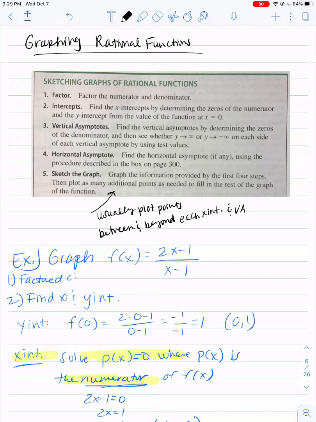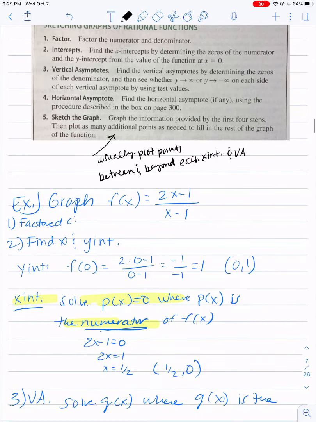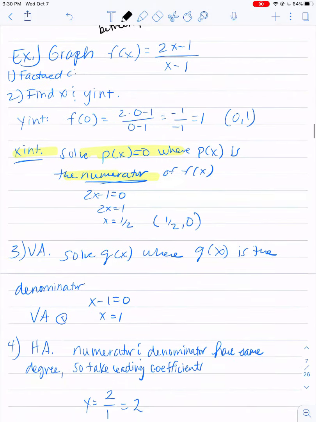And then our third step is finding the vertical asymptotes. And then we do test values on each side of the vertical asymptote and also between the vertical asymptote and the x-intercept to graph the rest of the function. And then we use our horizontal asymptote, and then we plot additional points if we need. So we usually plot points between and beyond each x-intercept and vertical asymptote.